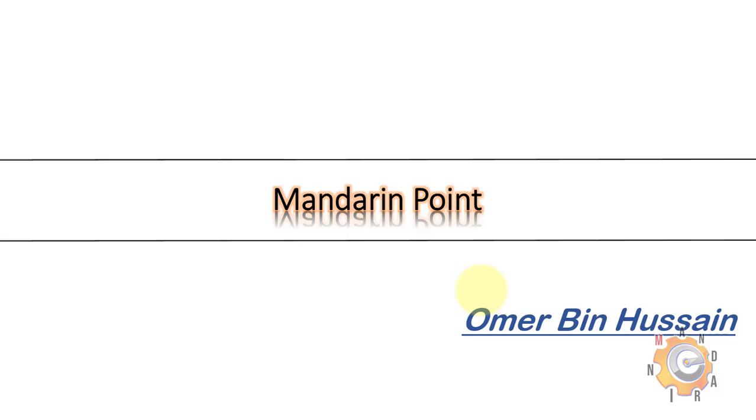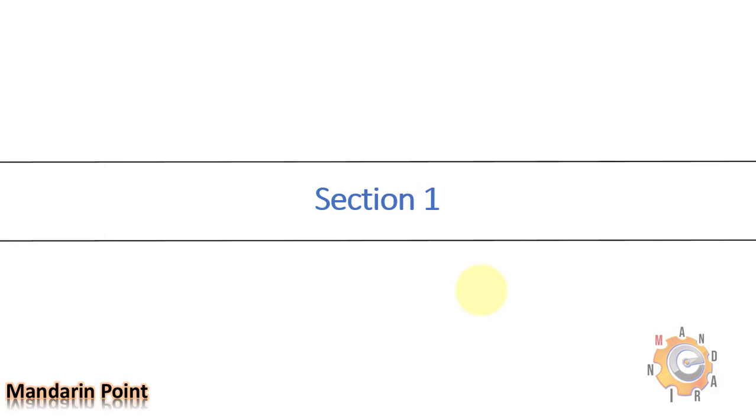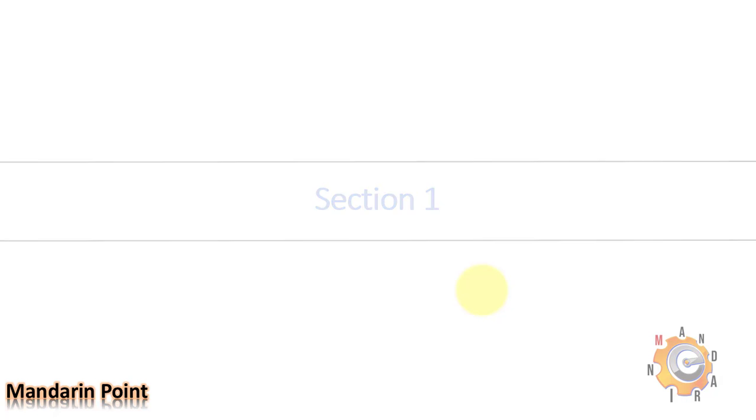Today we are going to start the second lesson of HSK 2. And just like our previous lesson, this lesson will have two sections. In section 1, we will decompose Chinese characters and we will learn new Chinese words. And in section 2, we will practice listening and reading Chinese. Let's start our first section.